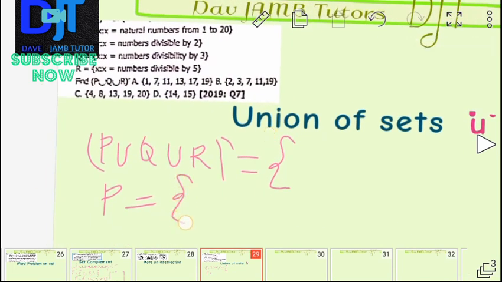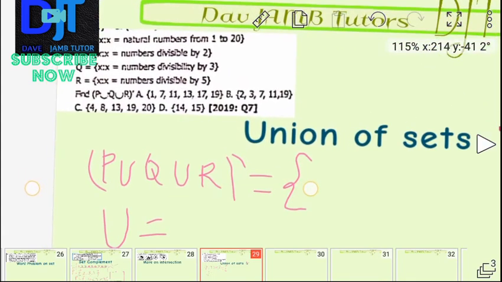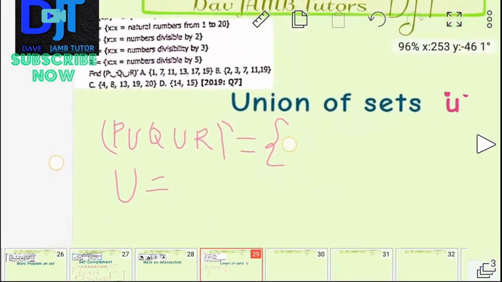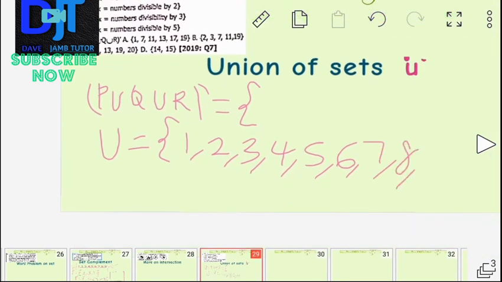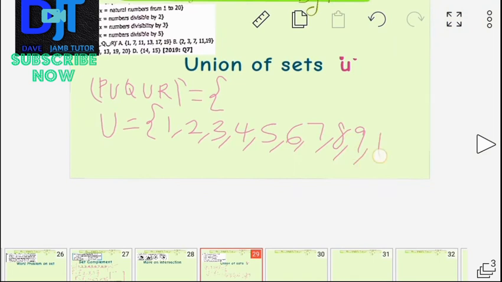Numbers divisible by 2. And they said, okay, let me not write P first. Let me first of all write the universal set, because it's from the universal set we are going to get the value of others. They said x equals natural numbers from 1 to 20. Let me write that out. 1 to 20. That's 1, 2, 3, 4, 5, 6, 7, 8, 9, 10, 11, 12.